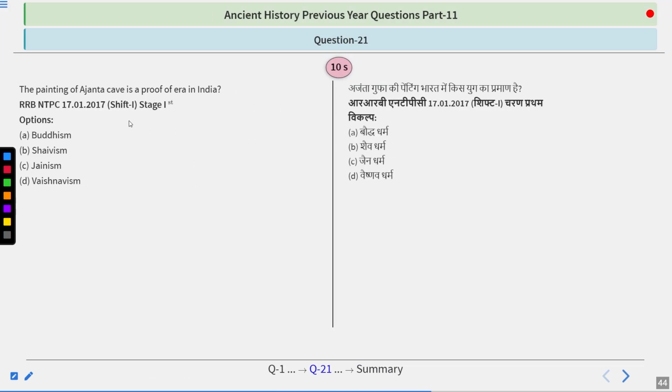Painting of Ajanta caves is a proof of which era in India? Options: Buddhism, Shaivism, Jainism, or Vaishnavism. Take your time and try to answer.